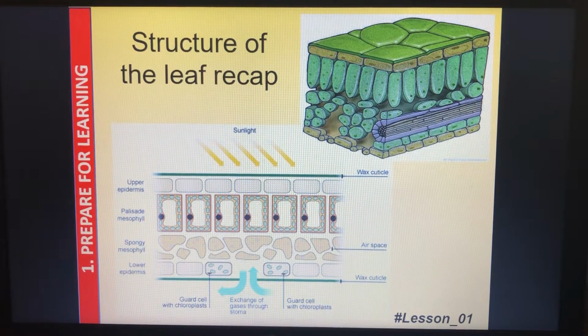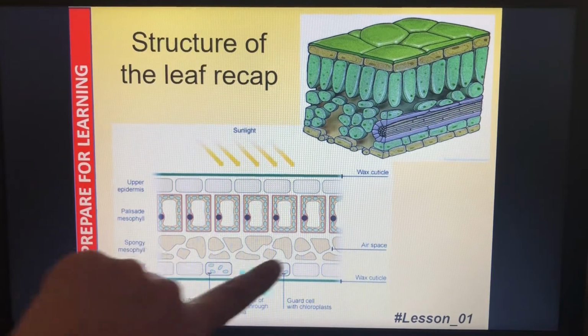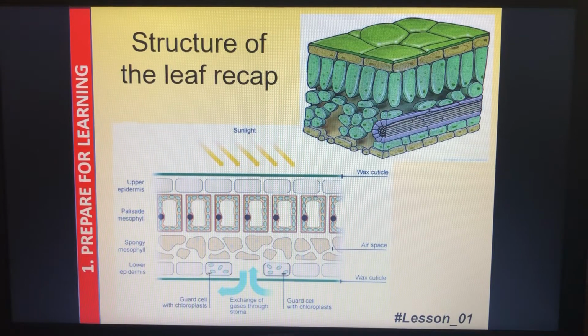We've also got this layer underneath the palisade cells. These odd-shaped cells are called the spongy mesophyll. There's some chloroplasts in those cells, they do some photosynthesis. There are lots of air spaces between them for the gases to diffuse through, to get the carbon dioxide to the palisade cells for photosynthesis and the oxygen away from it.